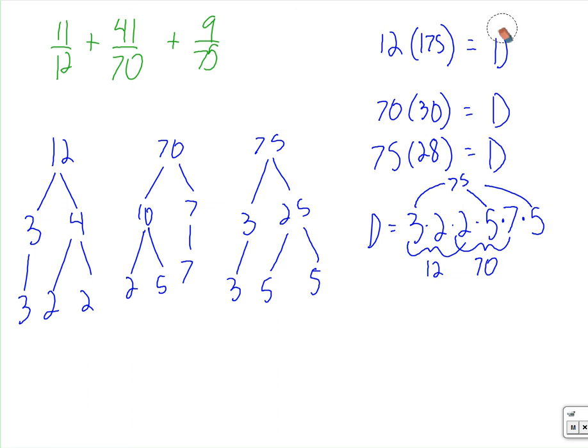These are all what? What number is that? And it couldn't be any smaller of a number because we need those minimum factors so that we can make 12, 70, and 75. How did you get 20? Okay, let me double check. Here's 3 times 5 times 5 is 75. The other factors that are left are 7 times 2 times 2, 7 times 4.